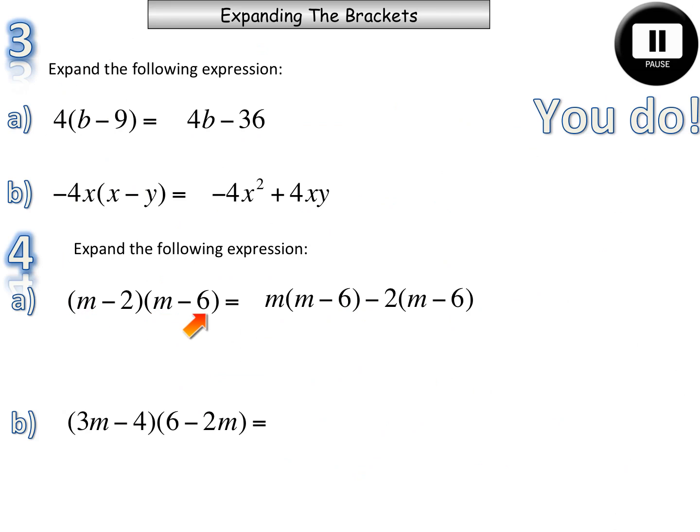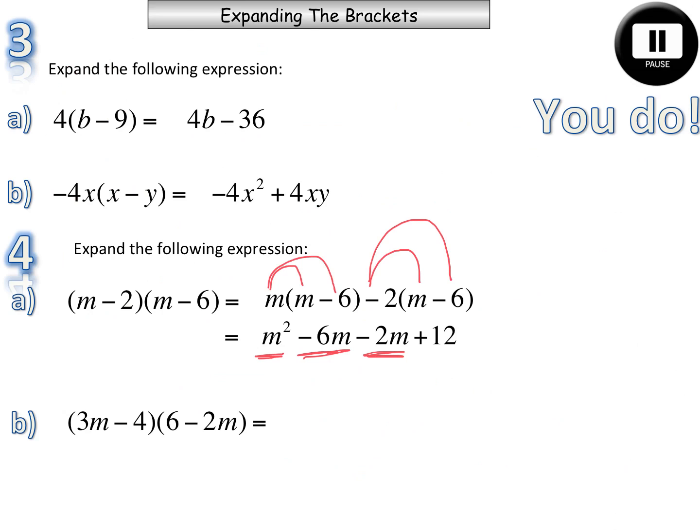M multiplied by the second set of brackets, negative 2 multiplied by the second set of brackets. m times m is m squared, m times negative 6, negative 6m, negative 2 times m, negative 2m, negative 2 times negative 6, watch out for that double negative, and that is 12. Simplify the two middle terms, and here's our final answer. M squared minus 8m plus 12.